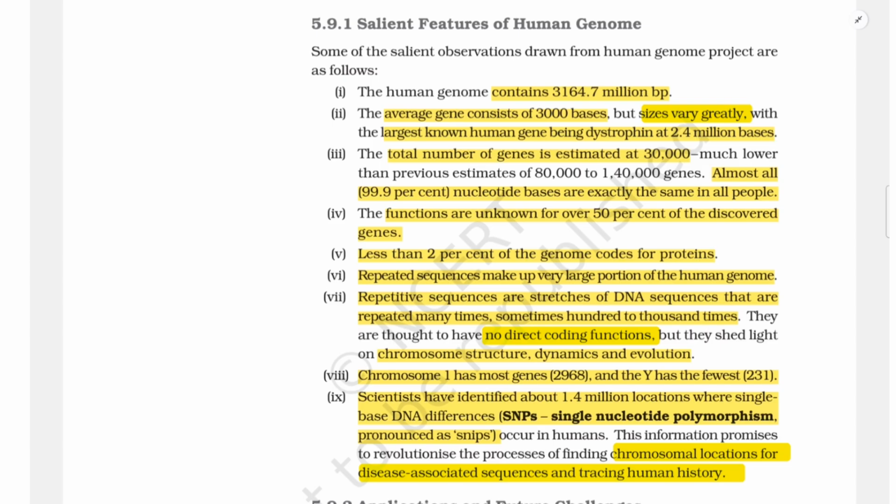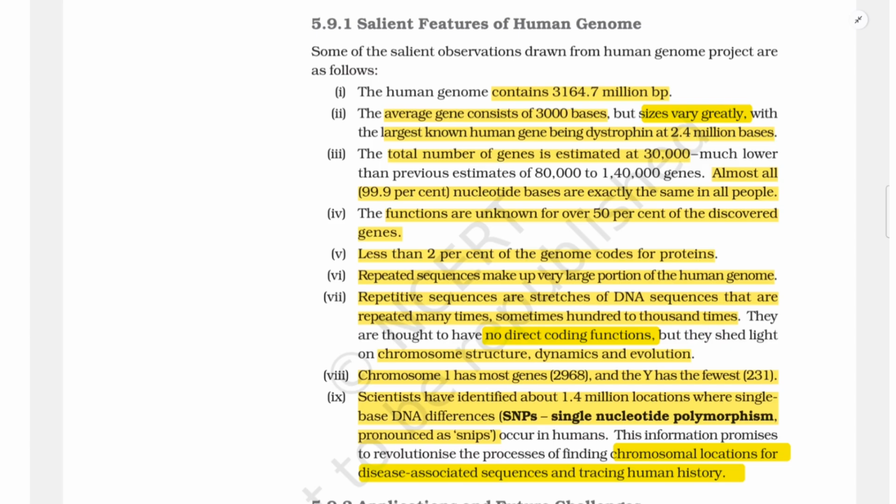Number 4, the functions are unknown for over 50% of the discovered genes. Number 5. Less than 2% of the genome codes for proteins. Number 6. Repeated sequences make up a very large portion of the human genome. Number 7. Repetitive sequences are stretches of DNA sequences that are repeated many times, sometimes 100 to 1000 times. They are thought to have no direct coding functions, but they shed light on chromosome structure, dynamics, and evolution.